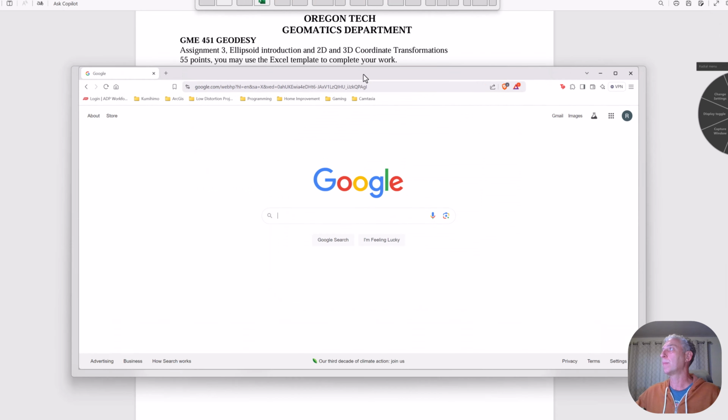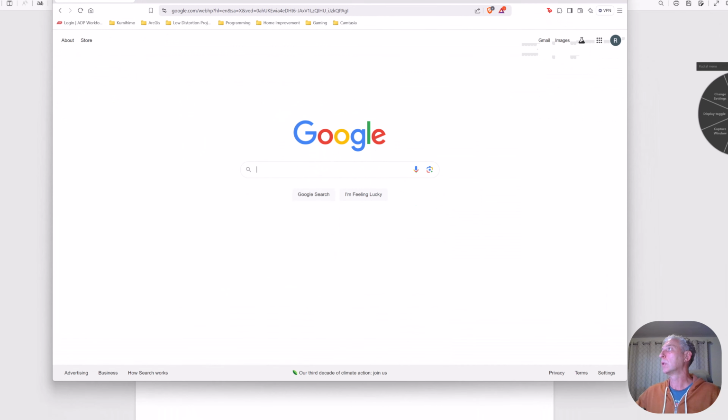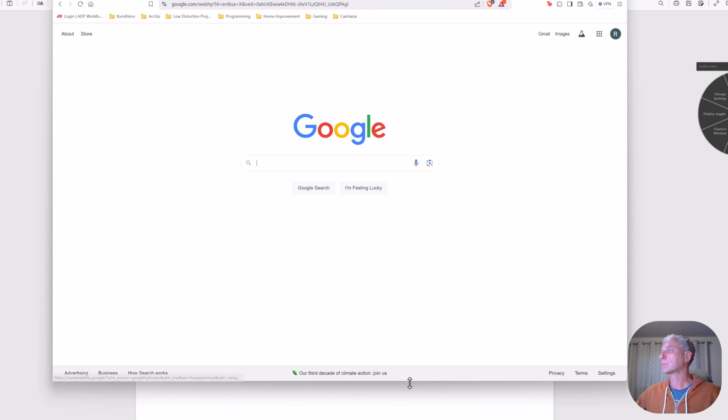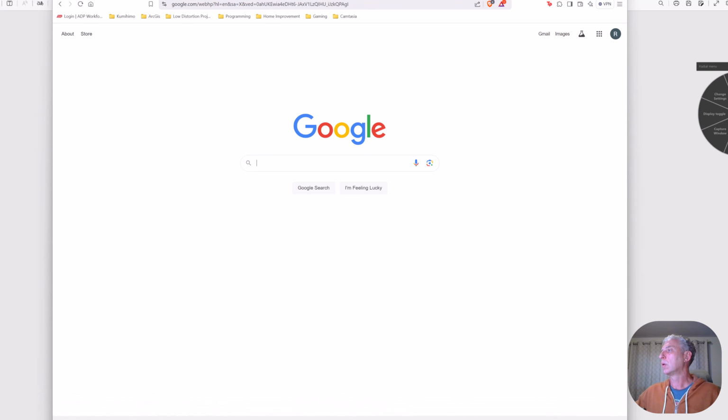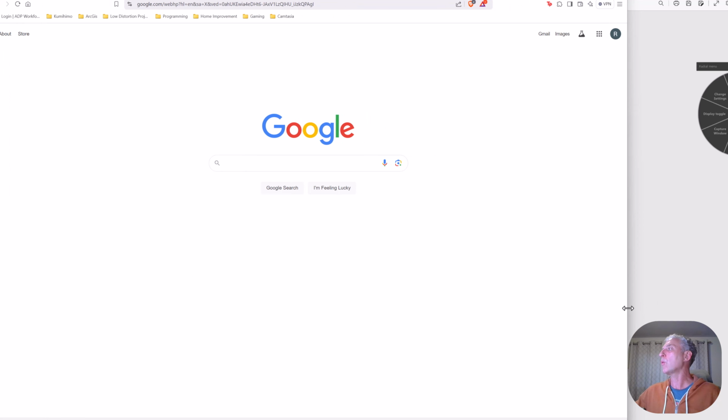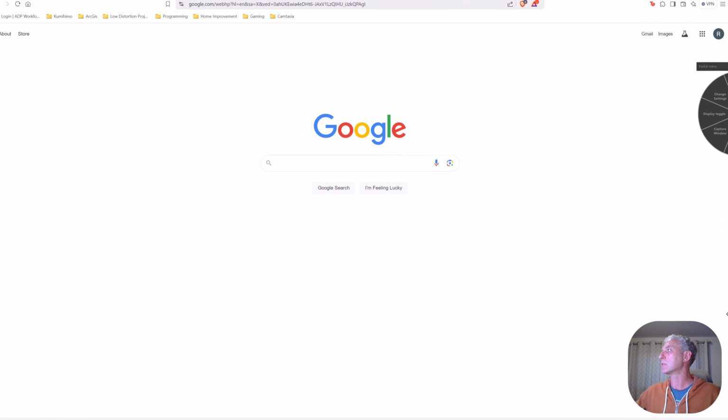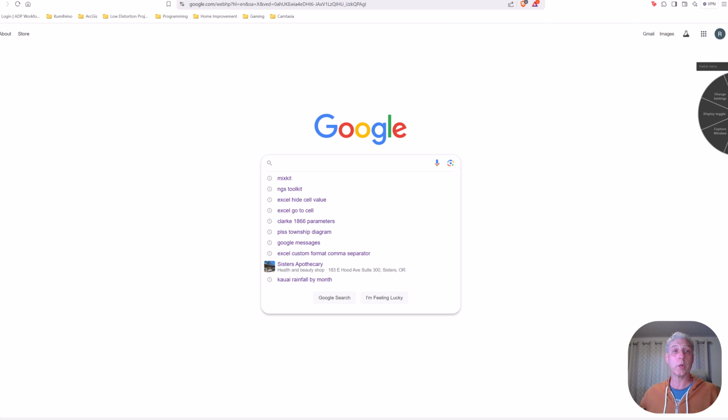So if you bring up Google, and if you're wondering why I don't just maximize this instead of dragging the sides out, it's because my video recording screen is actually smaller than my computer monitor screen. And that's on purpose. I could make it full size, but sometimes I like to have things off to the side. Anyway, just a little aside.